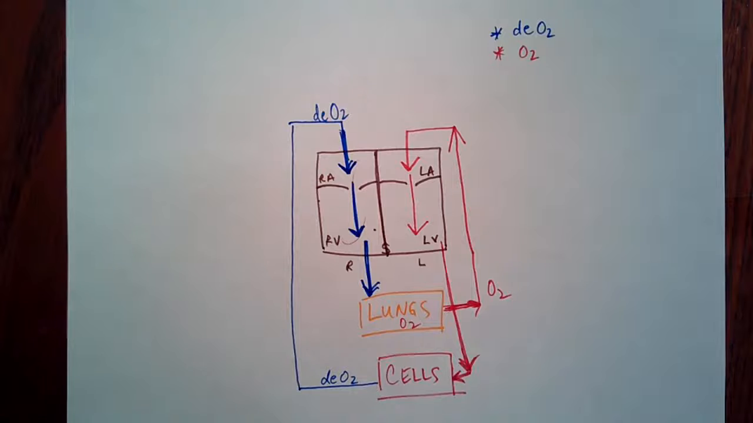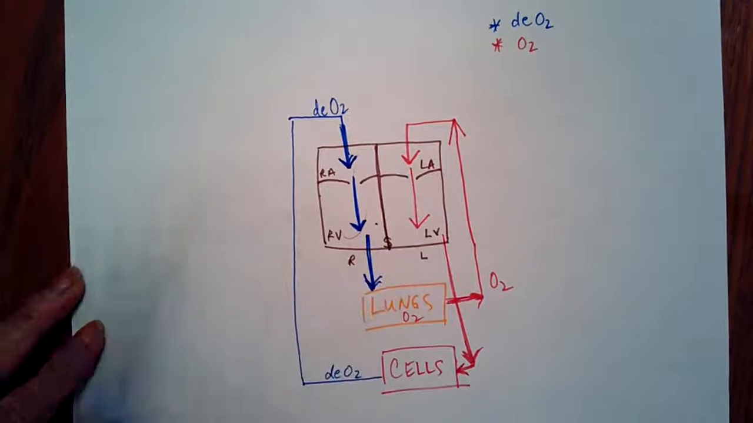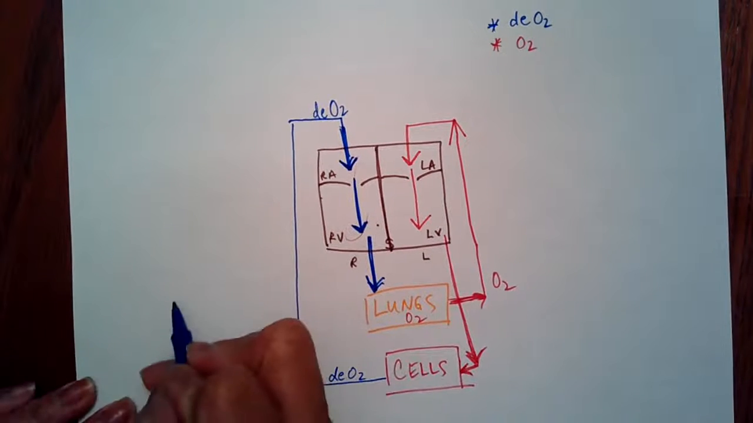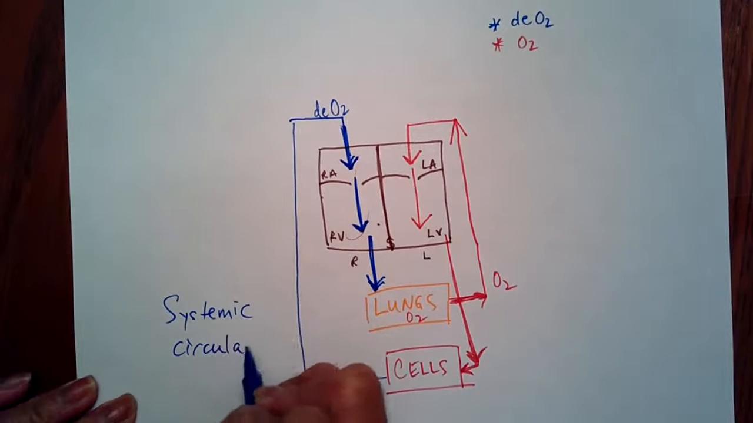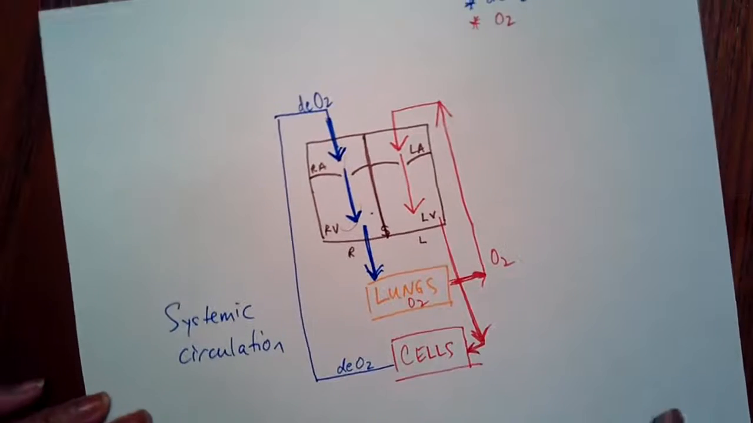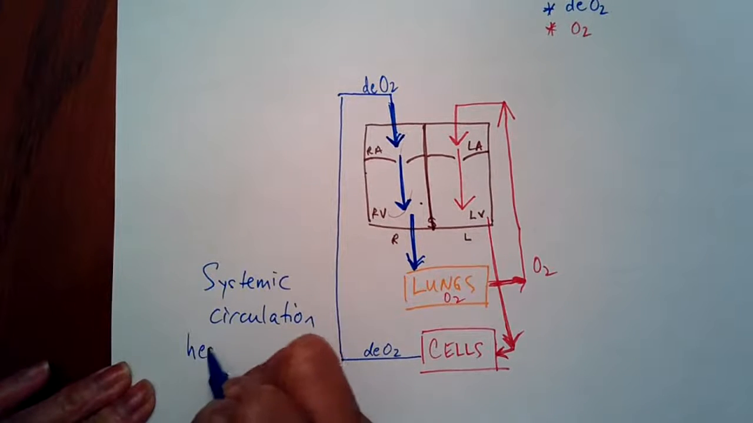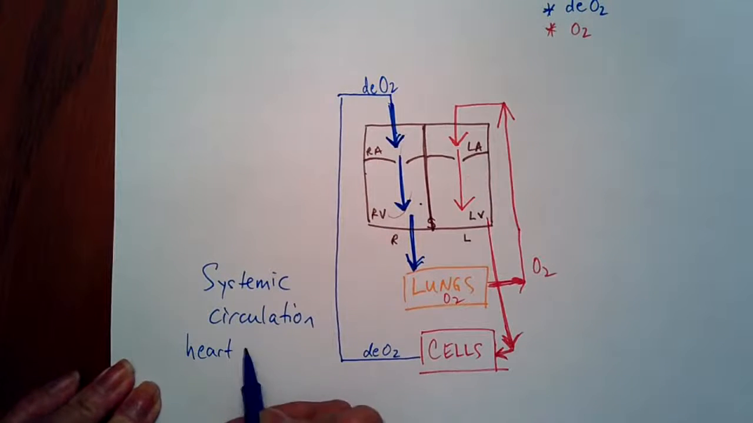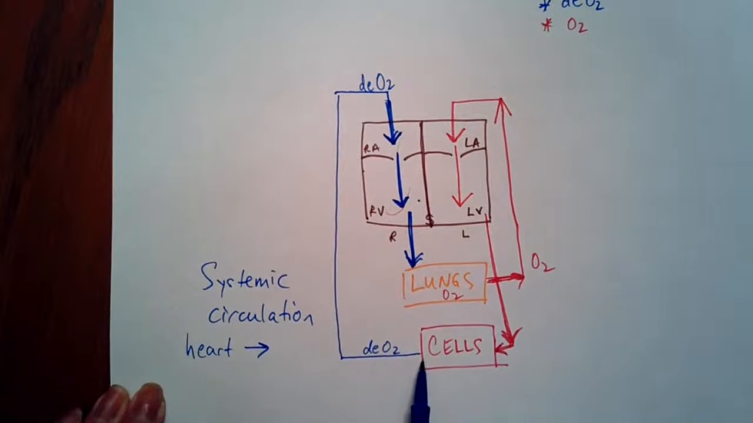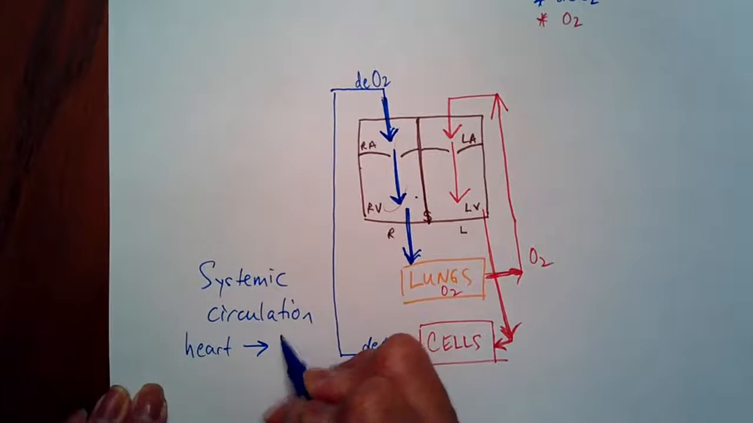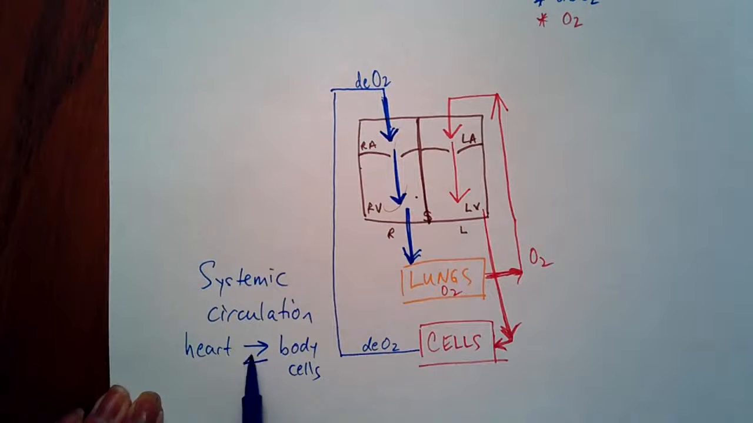So we can label this even further. The blue parts right here, so that's between the heart and the cells, is called the systemic circulation. So the systemic circulation is the circulation of blood between the heart to the body cells and the body cells back to the heart.